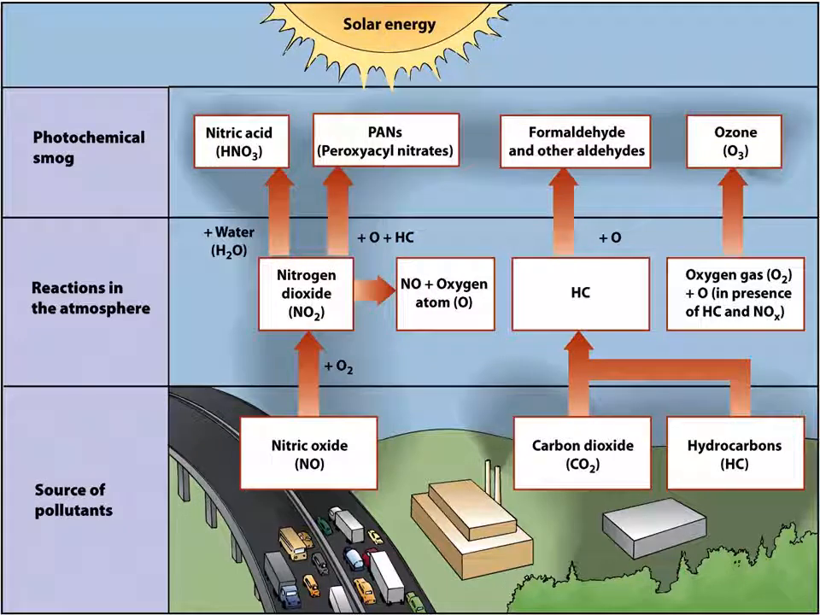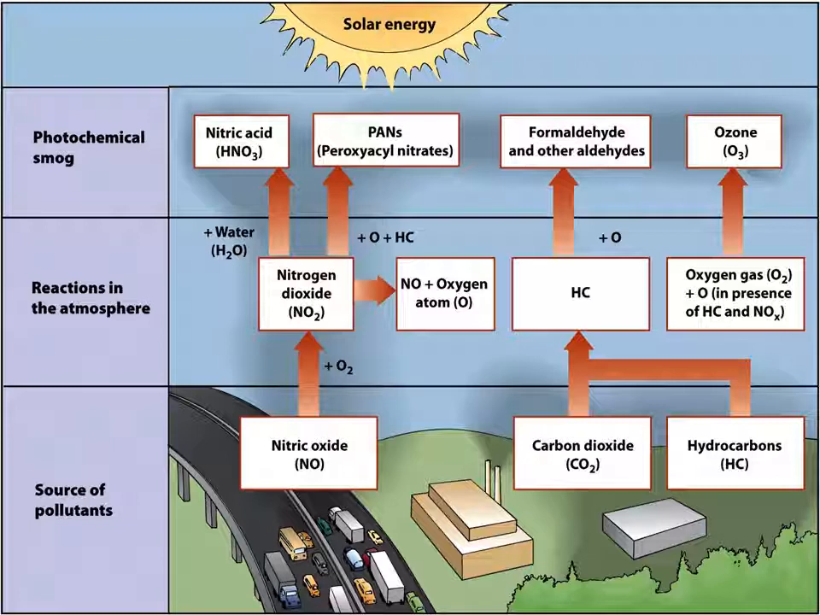This figure shows the formation of photochemical smog. We know that there are various sources of pollutants which release nitric oxide, carbon dioxide, hydrocarbons to the atmosphere. The nitric oxide combines with the oxygen in the atmosphere to form nitrogen dioxide. The nitrogen dioxide reacts with the water vapor present in the atmosphere to form nitric acid.